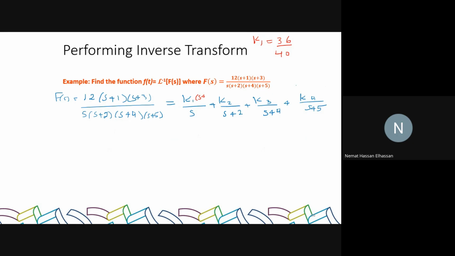Times S plus 2, times S plus 2, times S plus 2, times S plus 2, and here times S plus 2. This and this cancel each other. This and this cancel each other. Now what do I substitute S with? The value of S that will make K1, K3 and K4 equal zero.